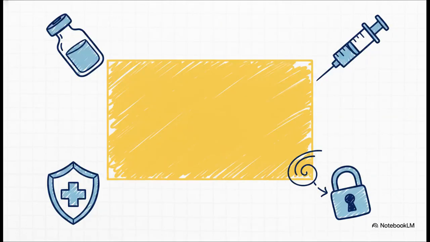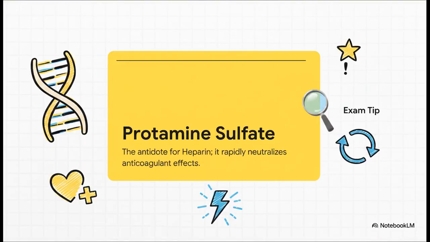Okay, time for a rapid-fire pharmacology question. MCQ number 5. What is the antidote for heparin? A, vitamin K, B, protamine sulfate, C, Narcan, or D, Digibind? Quick recall on this one, lock it in. The answer is B, protamine sulfate. It steps right in and rapidly neutralizes that anticoagulant effect.